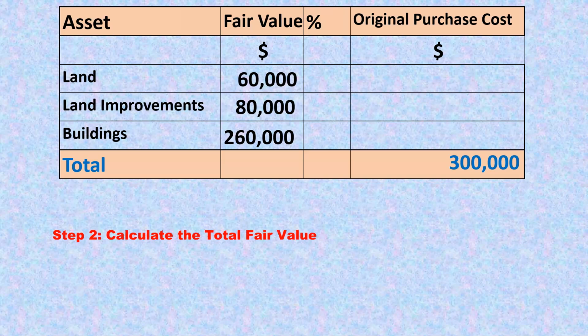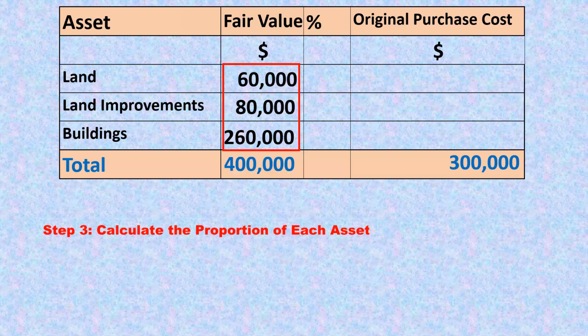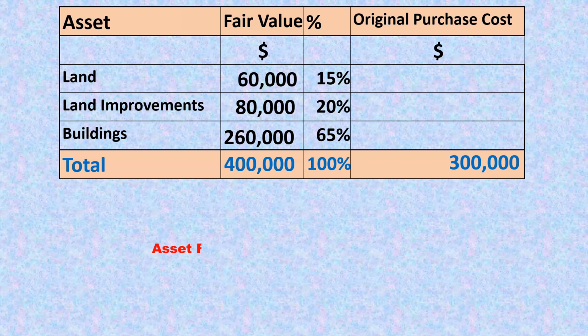Step 2. Calculate the total fair value. Add up the fair values of all the individual assets to determine the total fair value of the group. The total comes to $400,000. Step 3. Calculate the proportion of each asset. Determine the proportion of the total fair value that each asset represents. This is done by dividing the fair value of each individual asset by the total fair value of the group.